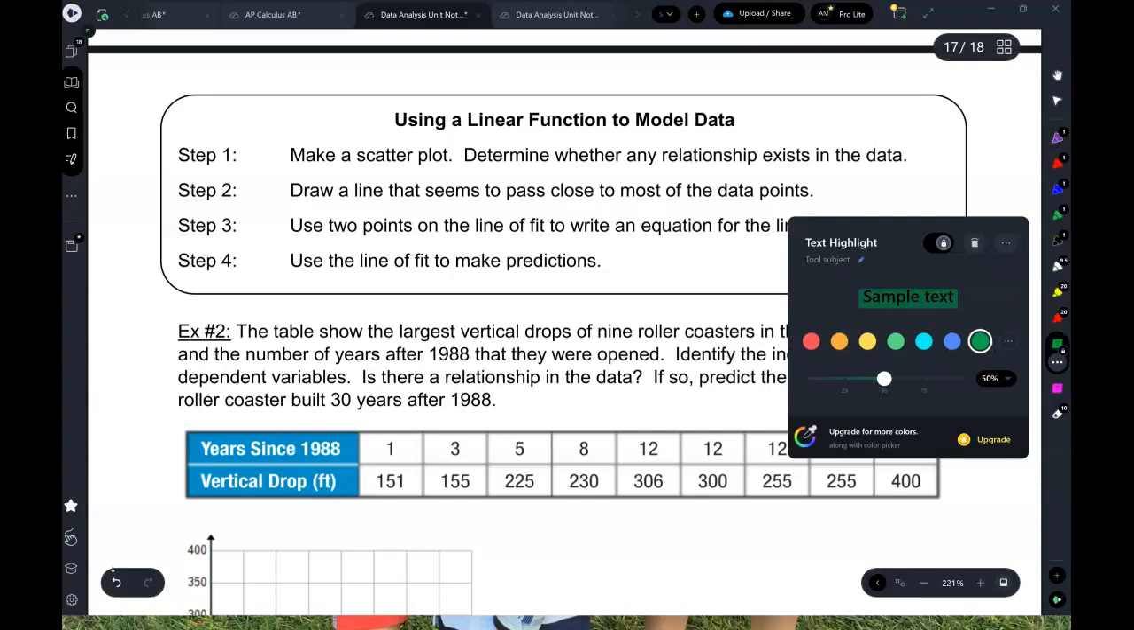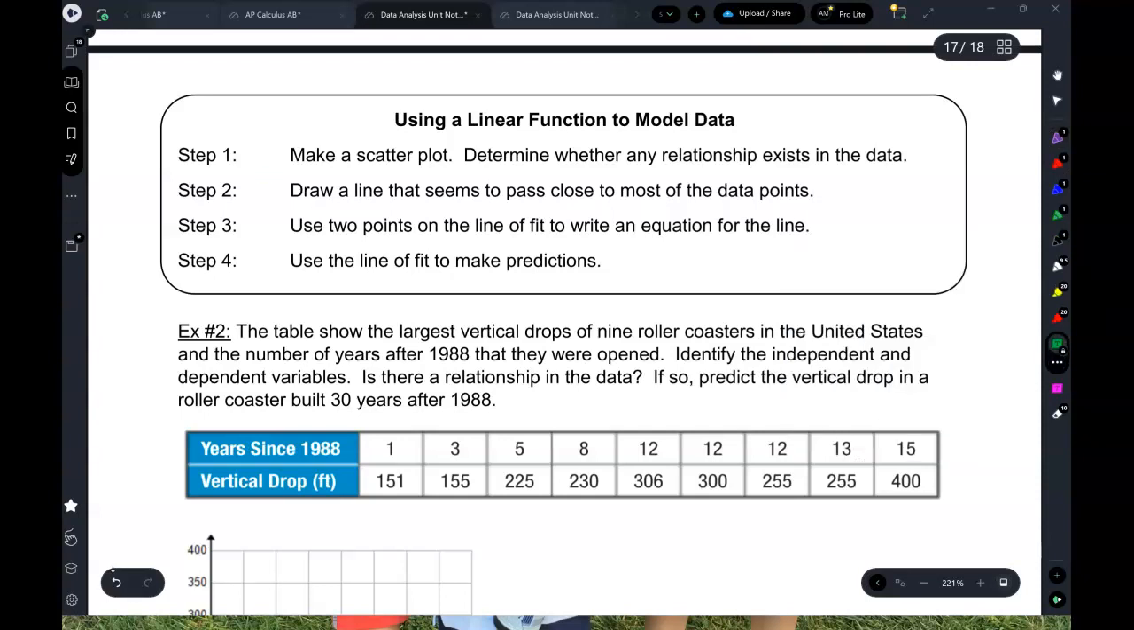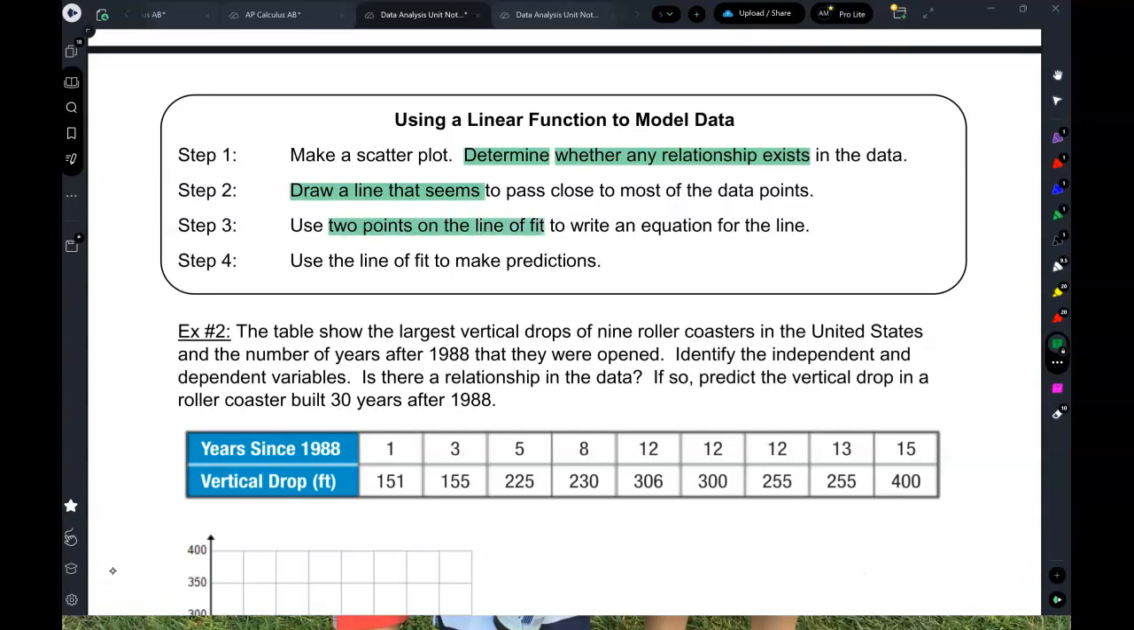Okay, so first you have to make a scatter plot and determine whether there is any relationship. Next, draw a line that seems to pass close to most of the data points. Use 2 points on the line of fit to write an equation for the line. And then use the line to make predictions. Okay, so take a look here.